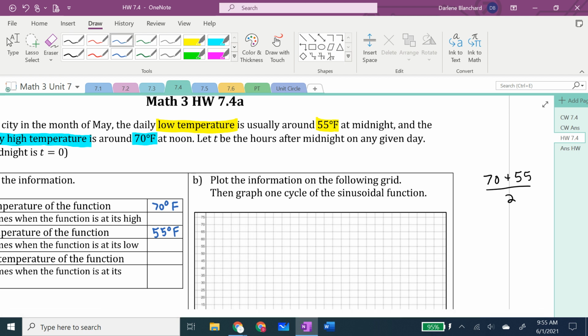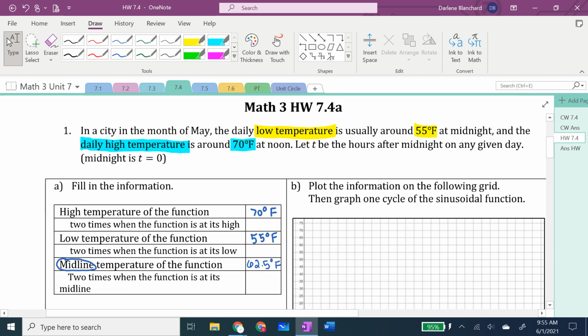62.5. Good. So I want you to just notice that with filling in the information, you've got the high, the low, and the midline, and those should be not as bad to find. Then you're looking for times, and now let's go further.